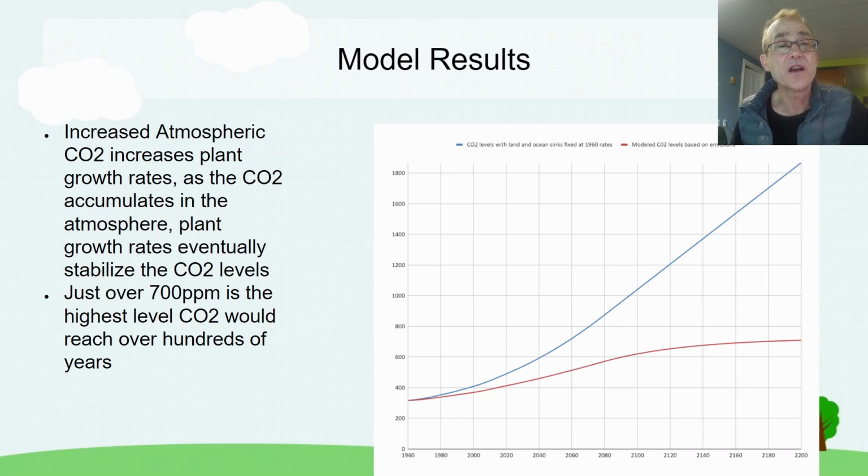Increased atmospheric carbon dioxide increases plant growth rates. As the carbon dioxide levels increase in the atmosphere, plant growth rates increase and eventually stabilize the carbon dioxide emissions.